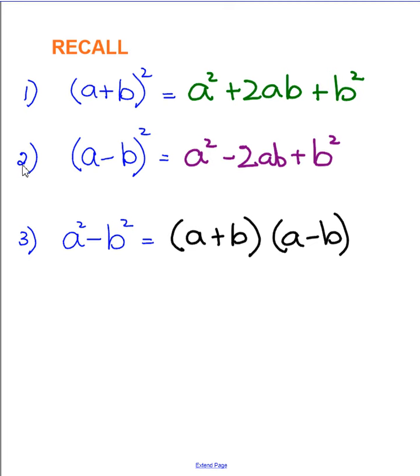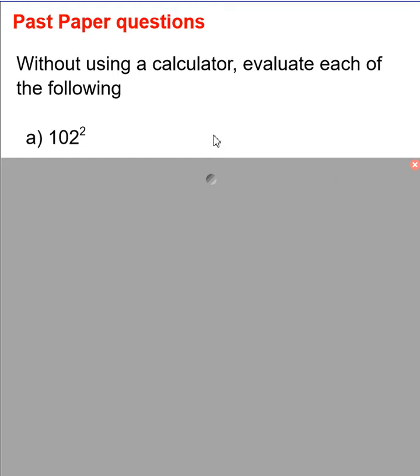So you need to recall these three algebraic identities first of all, because we will make use of these in the questions. So I hope you know about these algebraic identities. So let's see. Without using a calculator, evaluate each of the following. When the question says without using a calculator, it means you have to show the working here, right?